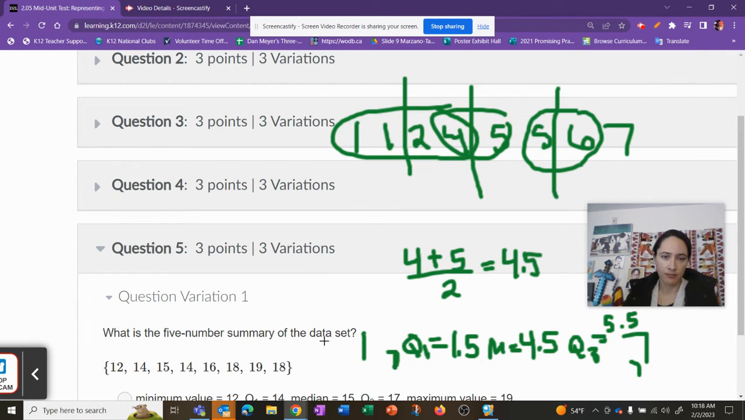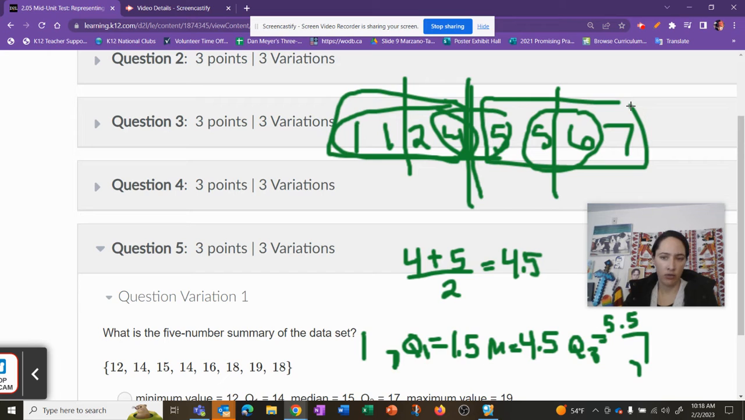Put them in order. This one has 8. So that means you're going to have 2 middle numbers. That will be your median. Add them, divide. Then you do the same thing, repeat the same process for the lower quartile, Q1, and the upper quartile, Q3.